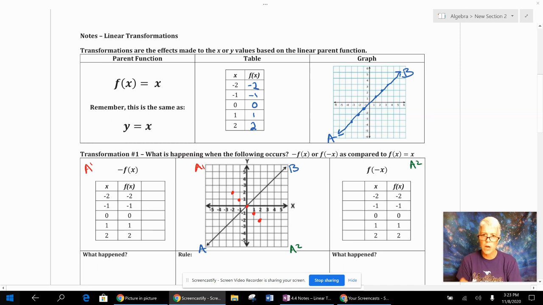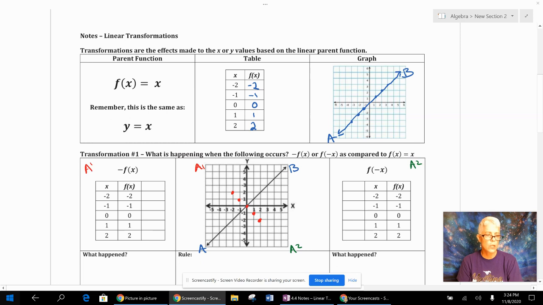You can see the parent function. I've worked it out in blue, which basically means whatever x is, y is. So if x is negative 2, y is negative 2. If x is negative 1, y is negative 1, because x equals y. So you can see what kind of a line that creates.